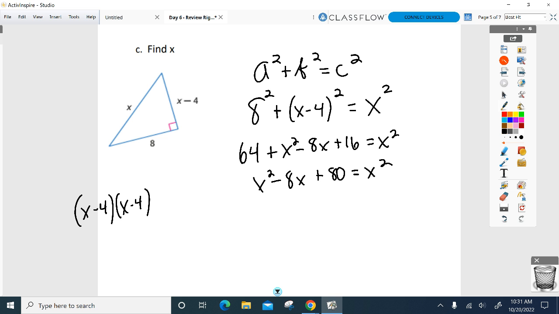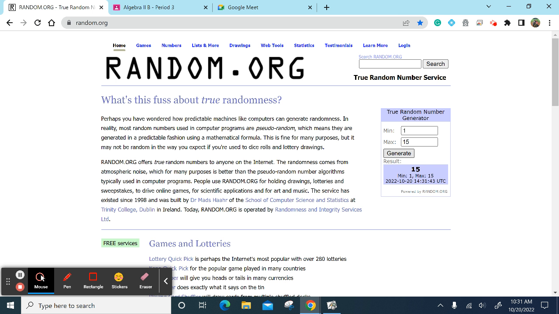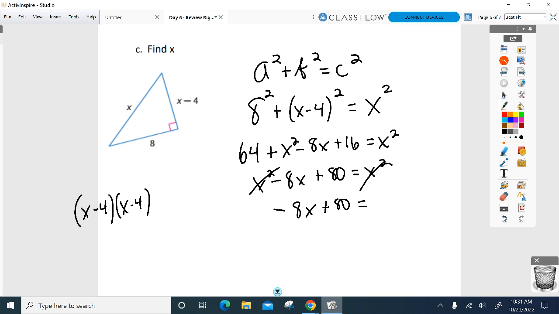If I move this x squared over, which I want to, what's going to happen over here? I move this x squared over by subtracting it. What's going to happen to the x squareds? They are going to cancel each other out. And I'm going to be left with negative 8x plus 80. And what on the right side? Can't leave it blank.